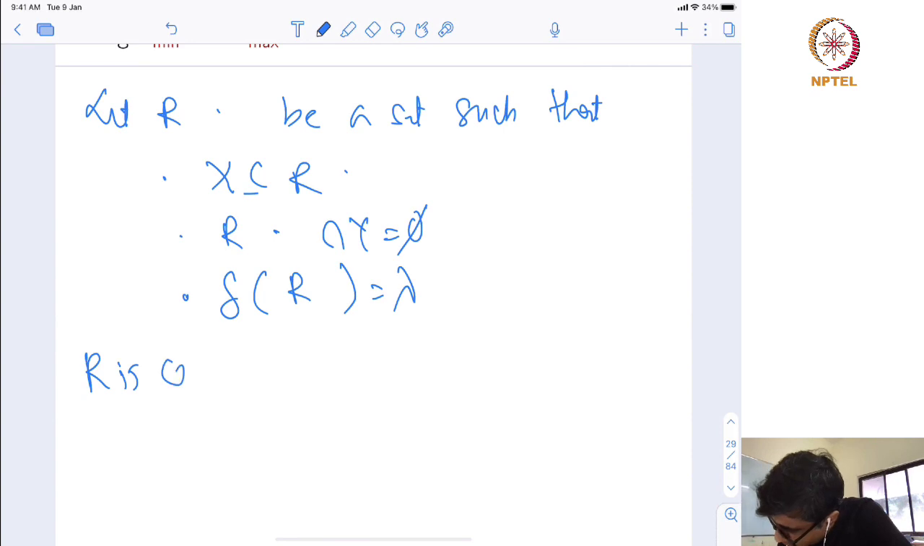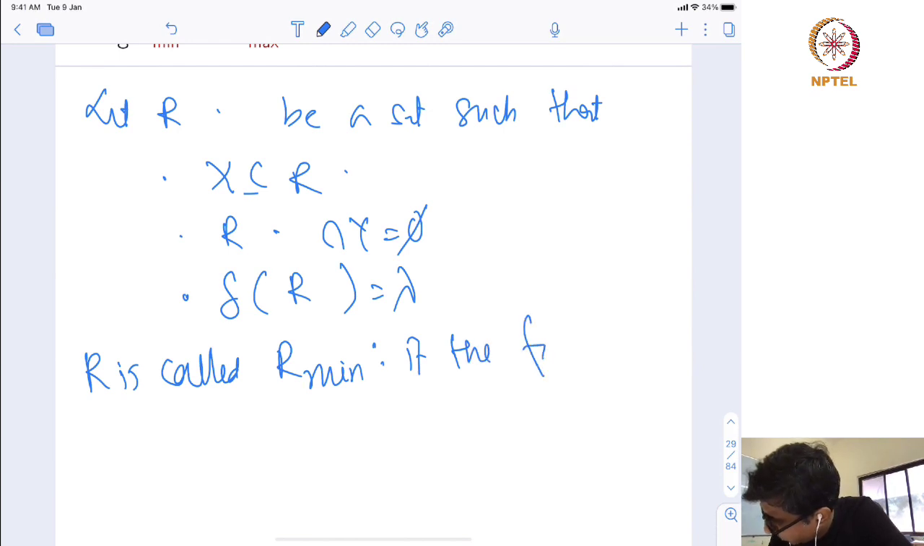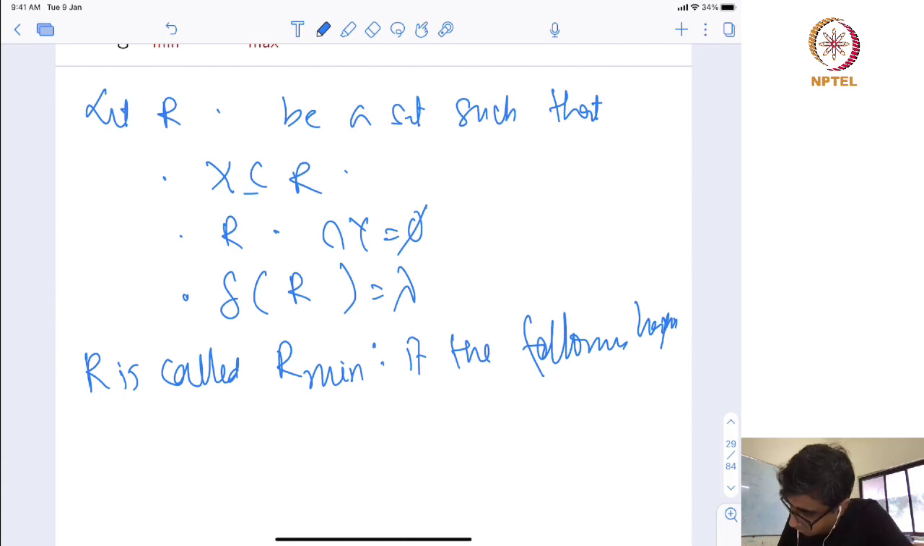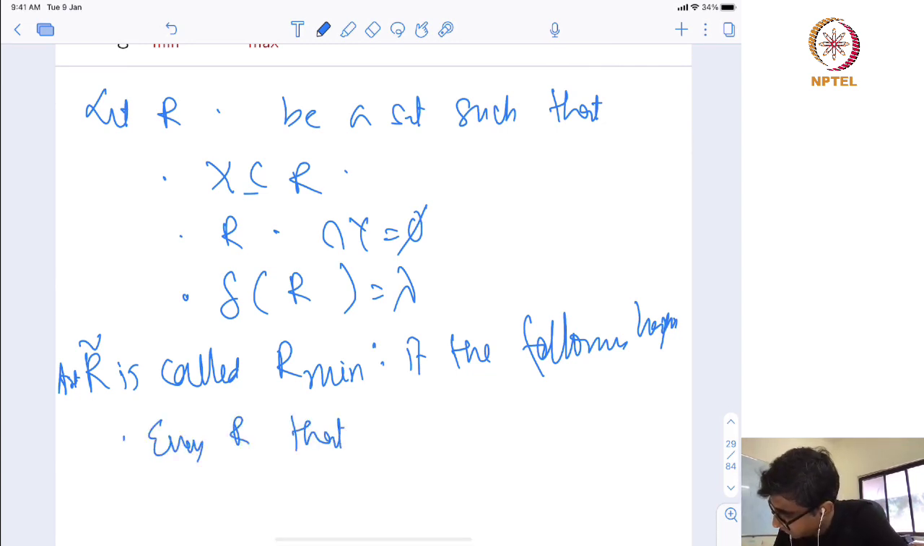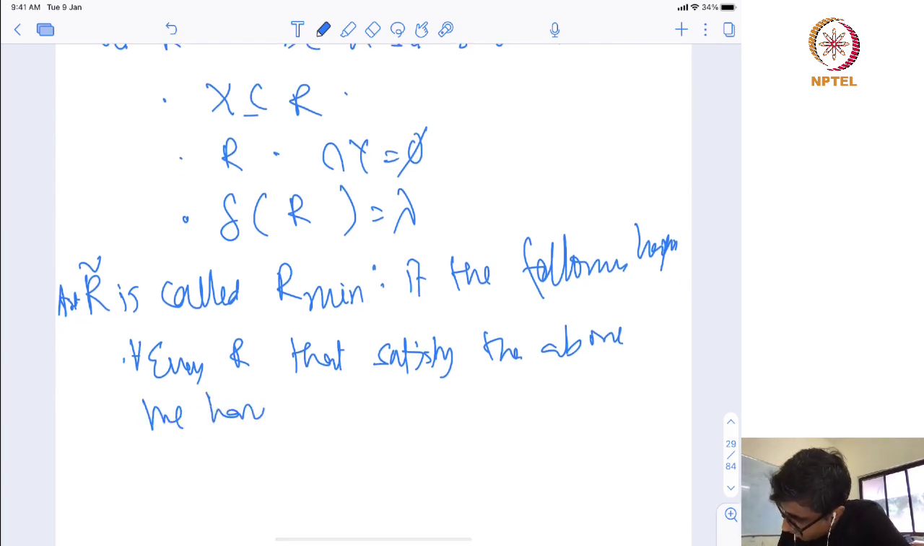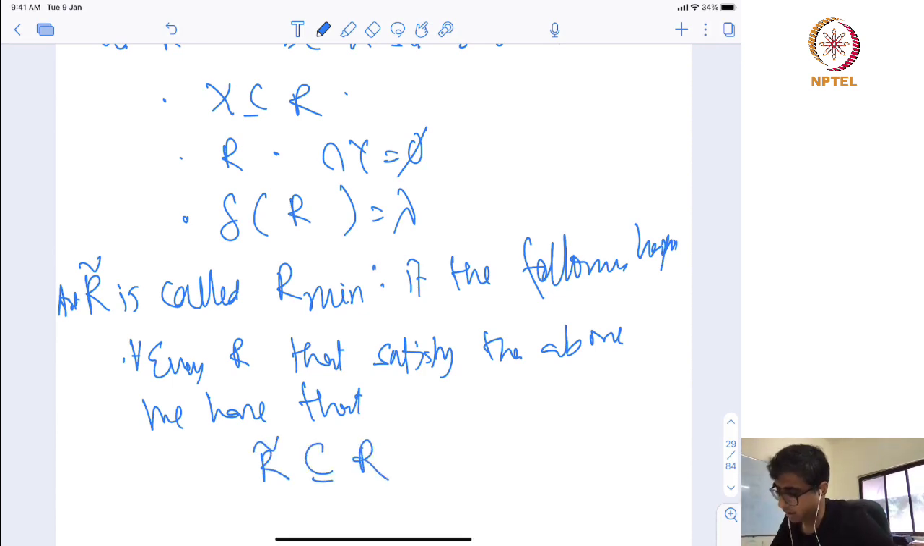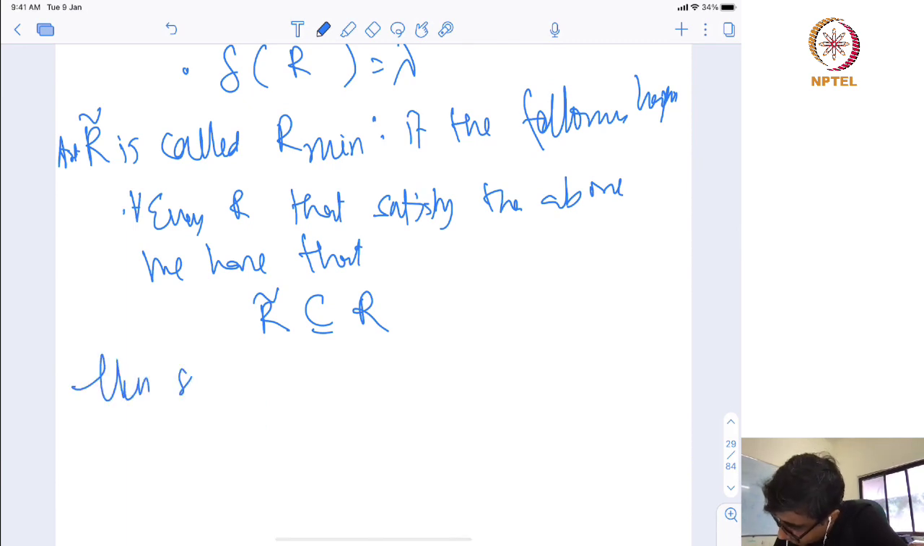A set R tilde is called R min if the following holds: for every R that satisfies the above, we have that R tilde is contained inside R. Then such an R tilde is called R min.